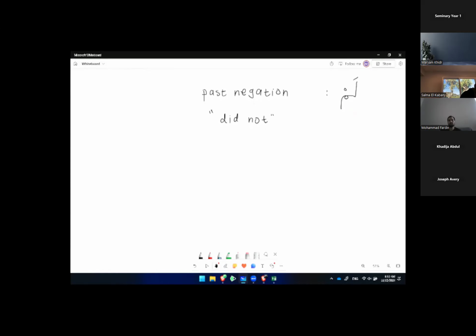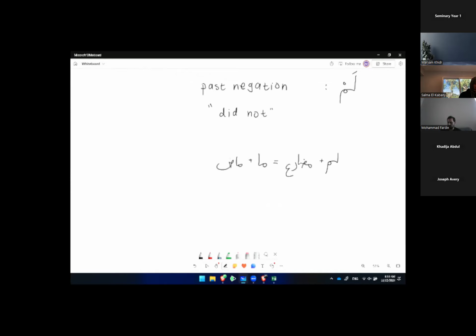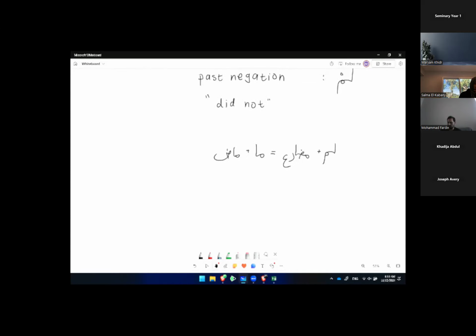So correct me if I'm wrong, but you guys have not covered any type of negation at all so far. Okay, so we're going to quickly go through a little bit just so that you guys are exposed. So lam plus mudari', this is a formula I want you guys to memorize, equals ma plus madi, in the sense that both of these give the same meaning of past negation.